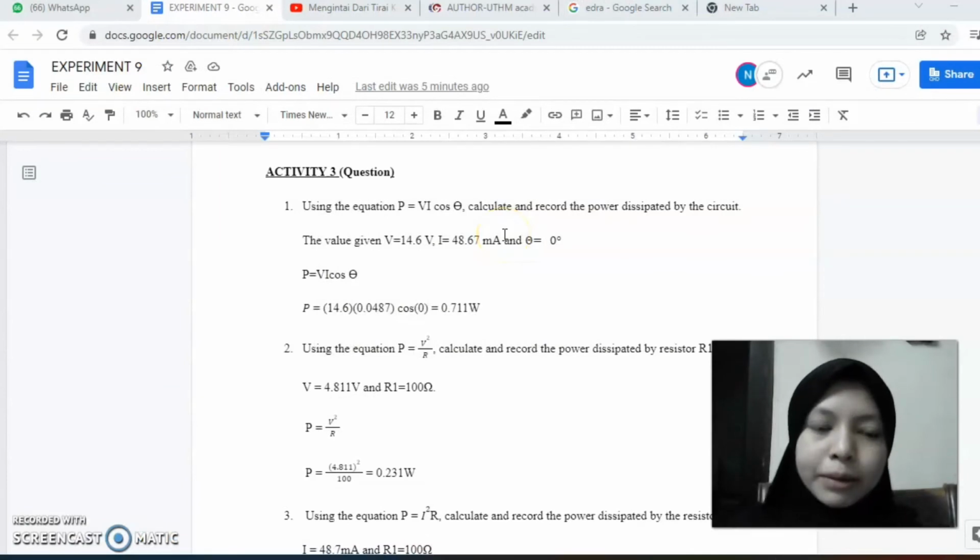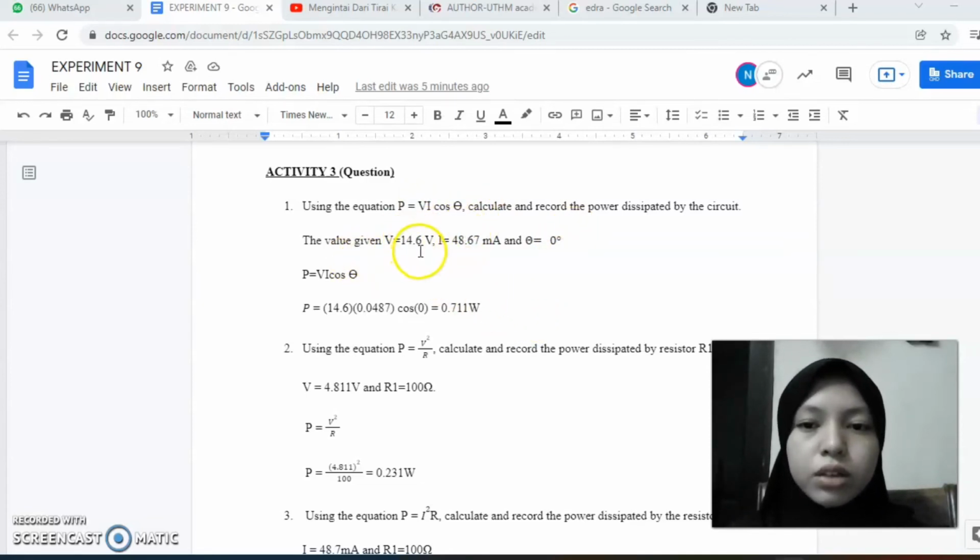My name is Nurshahani binti Abdul Halim, AE190045. Today I will present the equations in experiment 9. Using the equation P equals VI cos theta, we recorded and calculated that V equals 14.6 volt, current I is 48.67 milliampere, and theta is 0. Using the formula P equals VI cos theta, we get the answer 0.711.